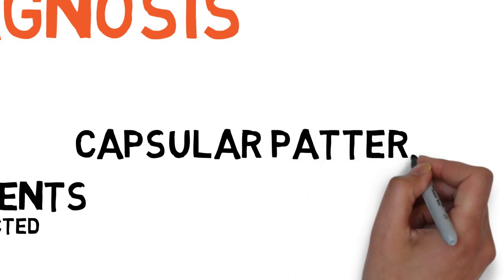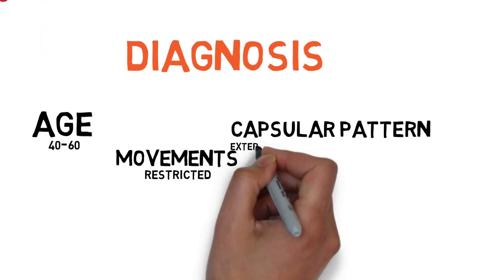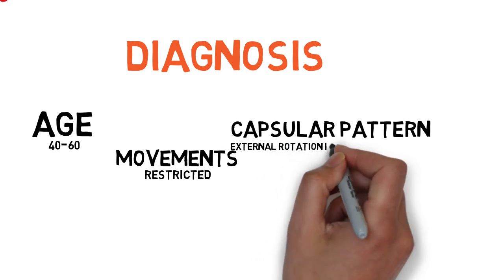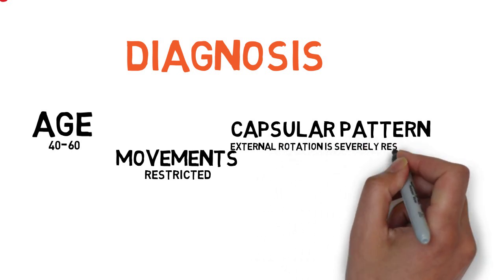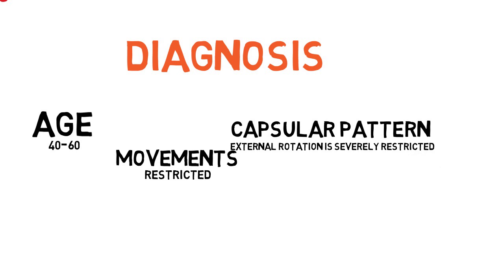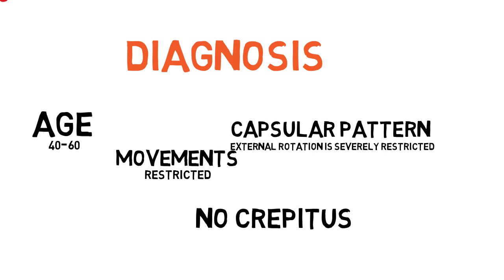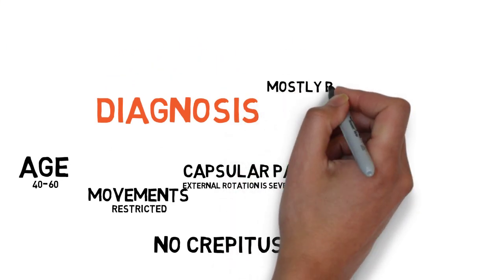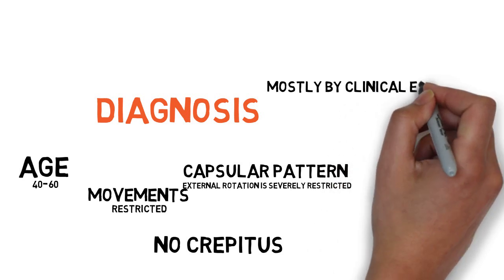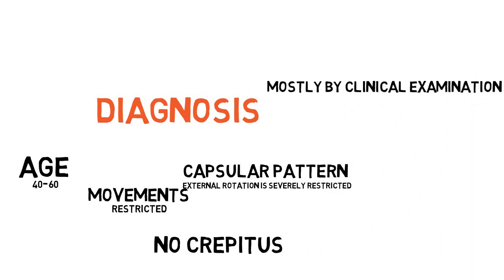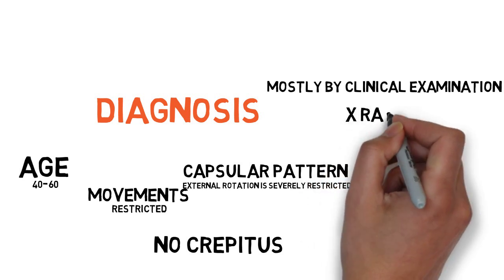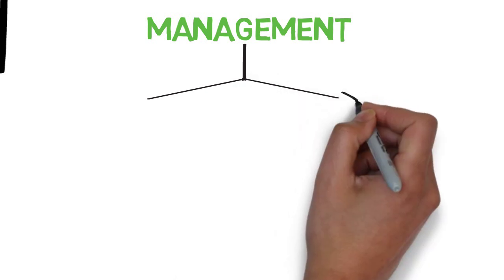We can feel a capsular pattern of restrictions in this condition, especially for external rotation. The ROM may be 10 degrees or less for external rotation. Another important factor in diagnosis is that there should not be crepitus in the joint while we palpate the movements. Even though the diagnosis is possible from clinical examination alone, X-ray will be taken in order to rule out other possibilities. Let's move on to the last part of the video, that is management.